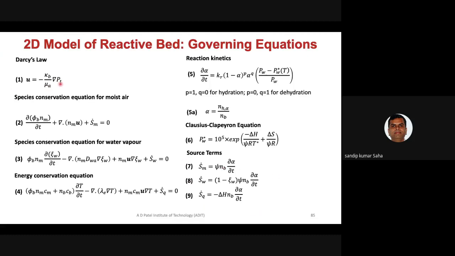Now the Darcy equation, as I told you, is a very simple equation we have employed, and the species equation mainly consists of the transient term, the advective term and the source term, which basically depends on your reaction. How much moist air is depleted from the container, that is what I am trying to depict from here. So this is the species conservation equation. If I follow the same logic, I will be able to write the water vapor equation also.